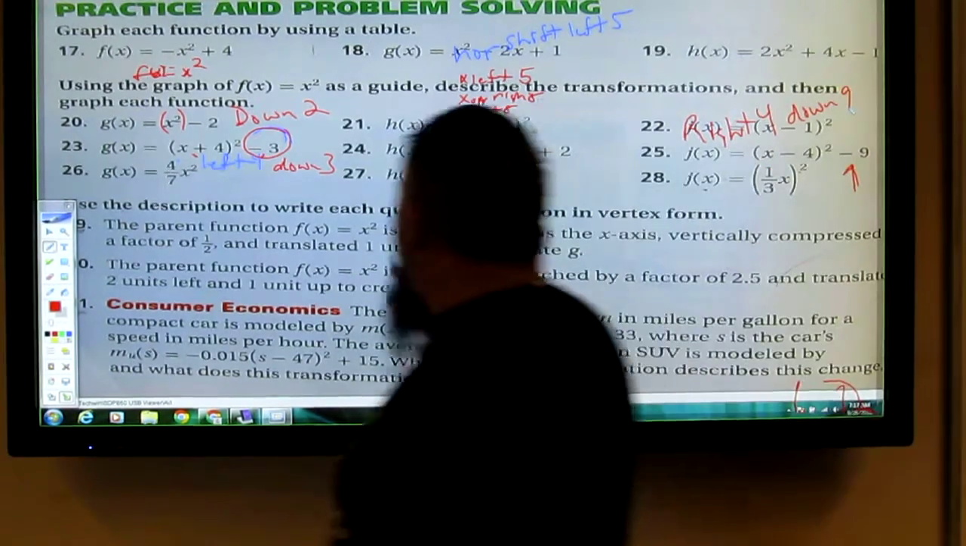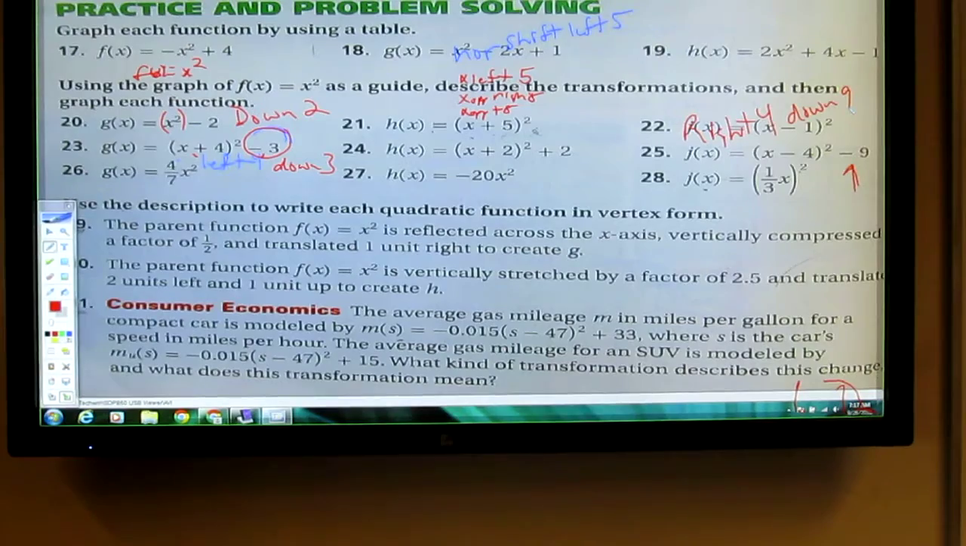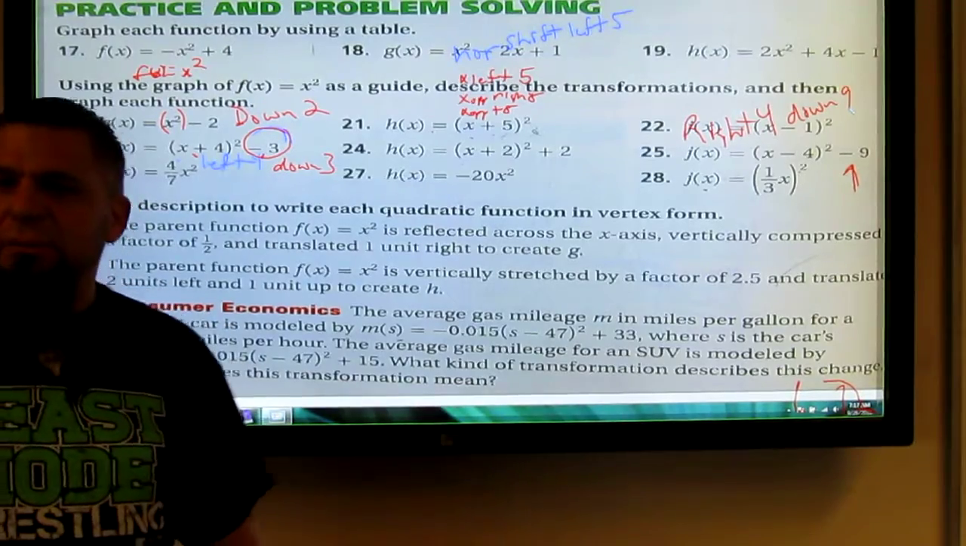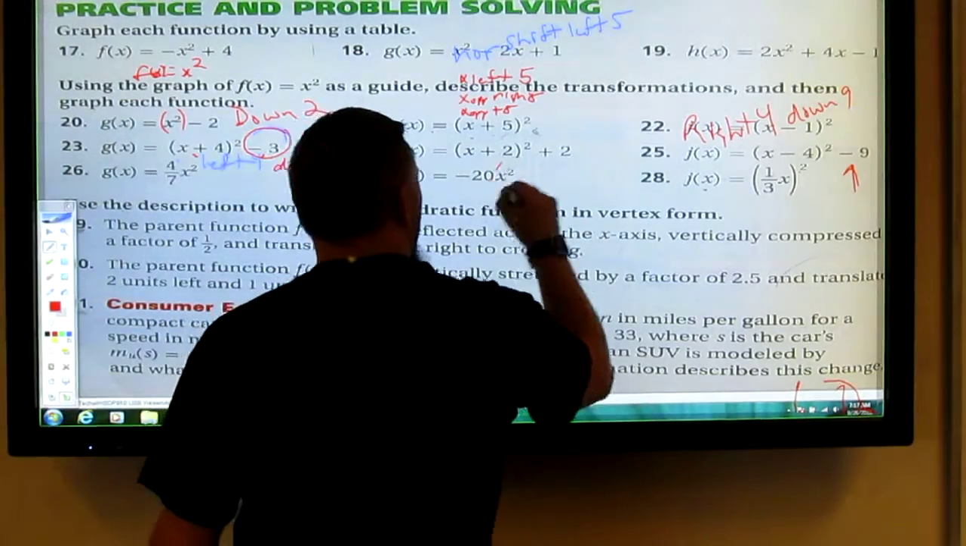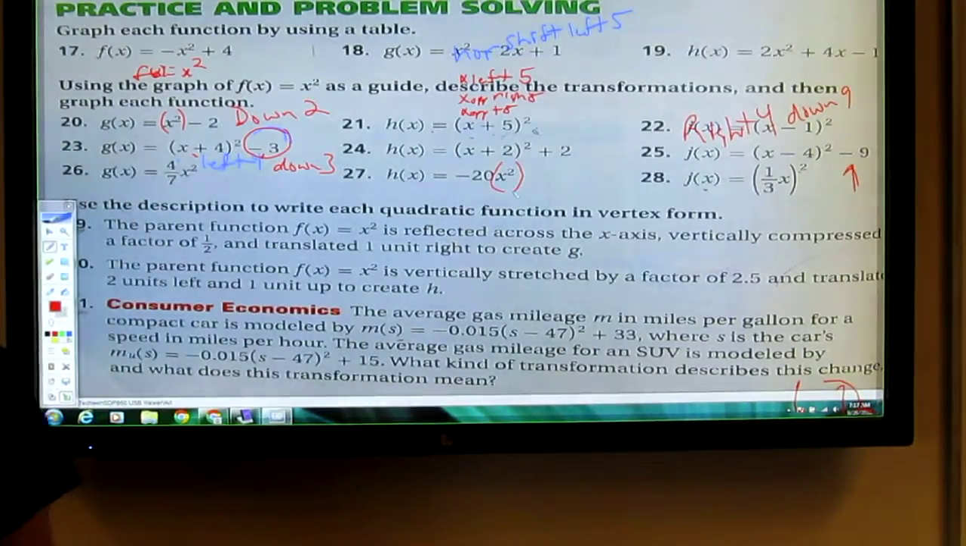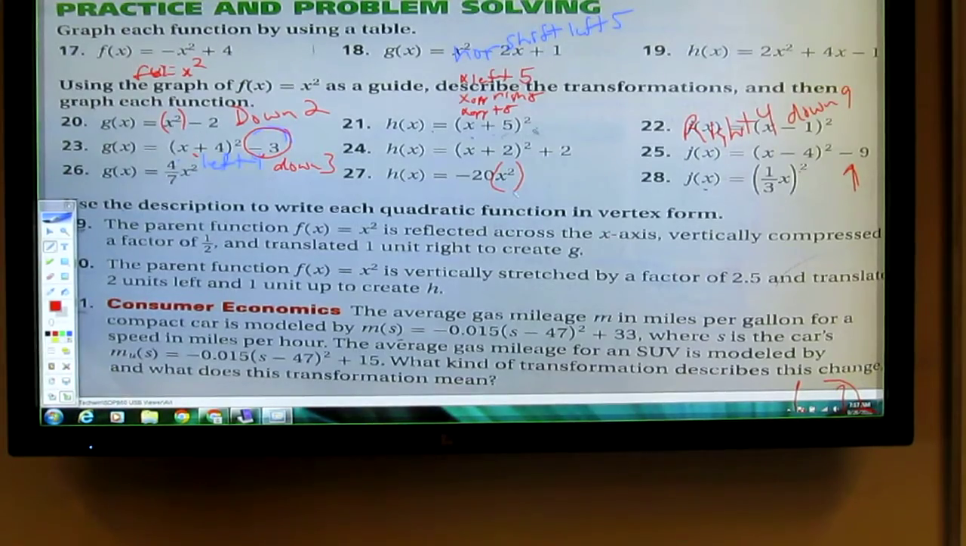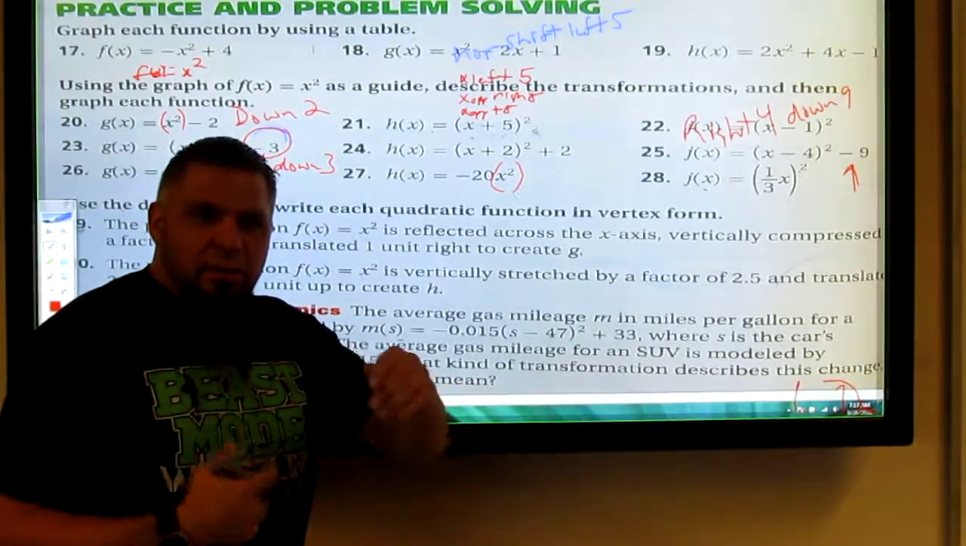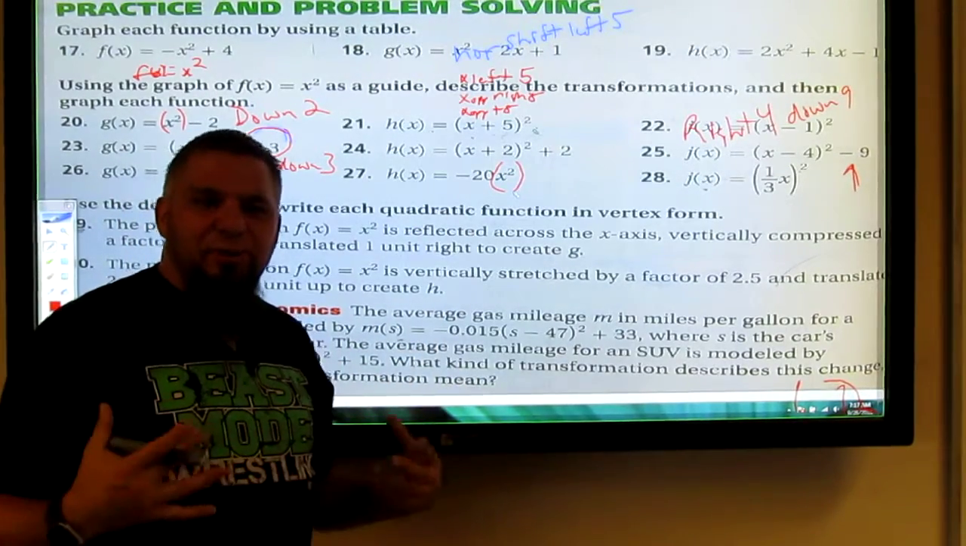Okay, 27. Right? 27. Is that inside the box or outside the box? Outside. Right? So, this is the hard one. This is the one that says, oh, it's negative. So it's an X reflection, right? It's an X-axis reflection.